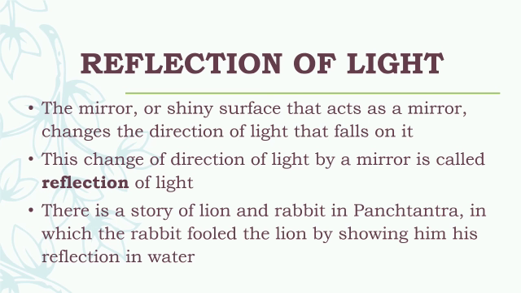Reflection of light. A mirror or a shiny surface that acts as a mirror changes the direction of light that falls on it. It happens because the mirror is an opaque object. This change of direction of light by a mirror is called the reflection of light. Children, you would have heard the story of the lion and the rabbit in the Panchatantra, in which the rabbit fooled the lion by showing him his reflection in water.